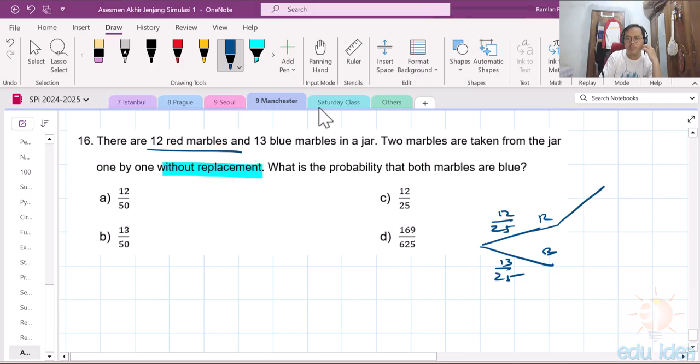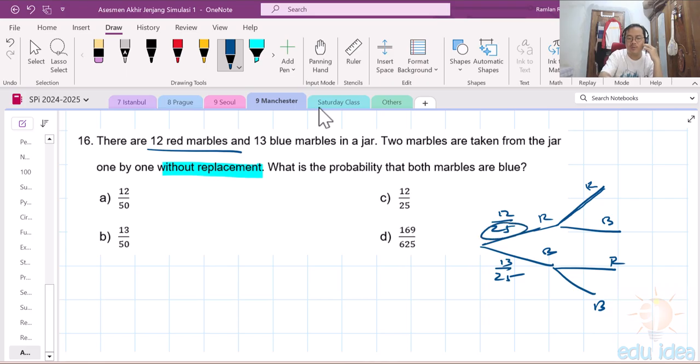Now the second marble is also red or blue, but now the probability might be different, because after you take the first marble, you don't put it back. Now the number of marbles is not 25 anymore, it equals 24. So every single branch for the second marble is not going to be 25 anymore. All of them will be 24. So I'm going to write down the denominator first, over 24, over 24, over 24, and over 24. Now we only need to write down the numerator.